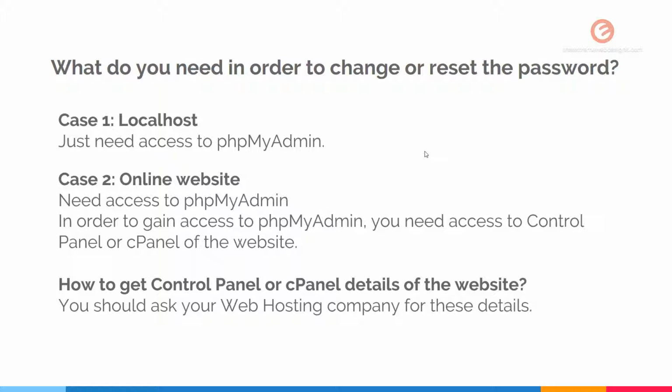It's very simple. Ask your web hosting company. Usually you get the details of cPanel or the control panel in your welcome email the day you sign up with your web hosting company. So just look for such an email from your web host, and if you can't find it, just shoot out an email to them asking them to resend that information, and they will be able to do that at no cost to you. That is how you can change or reset your admin password.